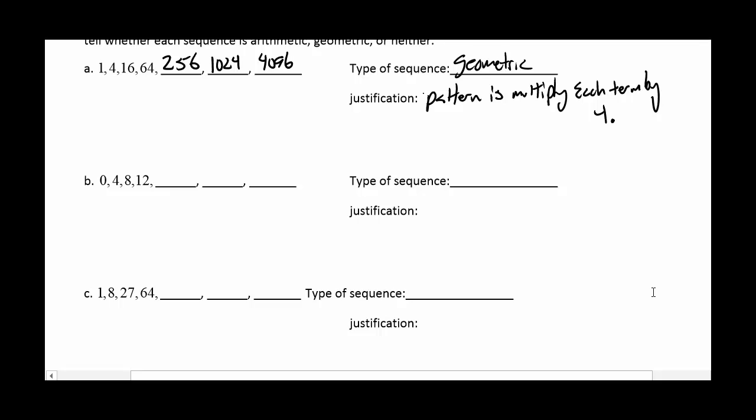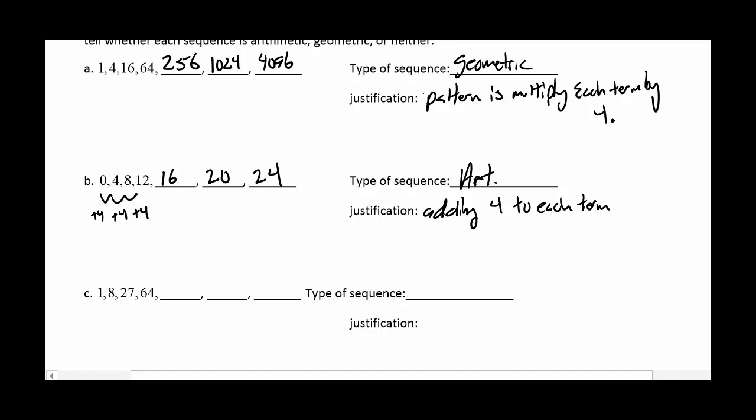Next one, 0, 4, 8, 12. Okay, so if it's arithmetic, that should be adding the same number each time. So 0 to 4, we're going to add 4. 4 to 8, we're adding 4. 8 to 12, we're adding 4. So it is arithmetic, and we're adding 4 to each term. All right, so if we're adding 4, then 12 plus 4 is 16. 16 plus 4 is 20. 20 plus 4 is 24. So there we go. It's not too bad.